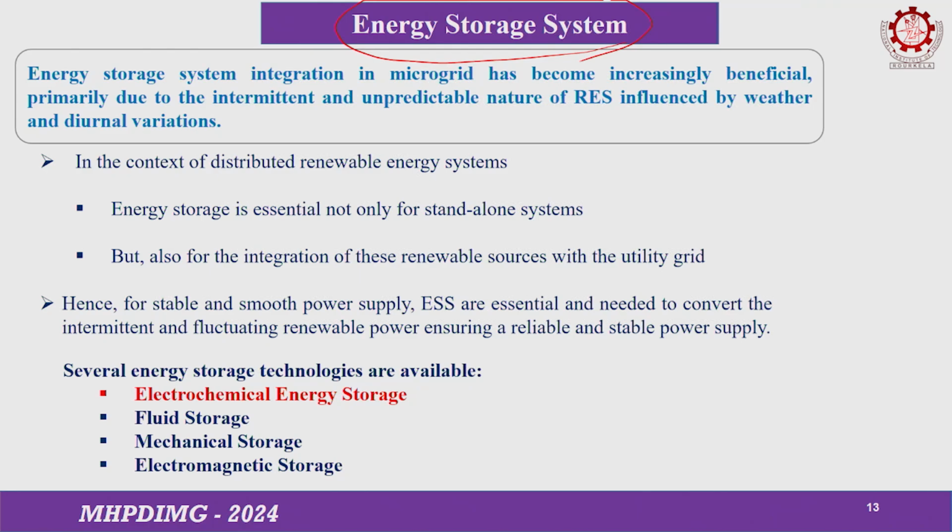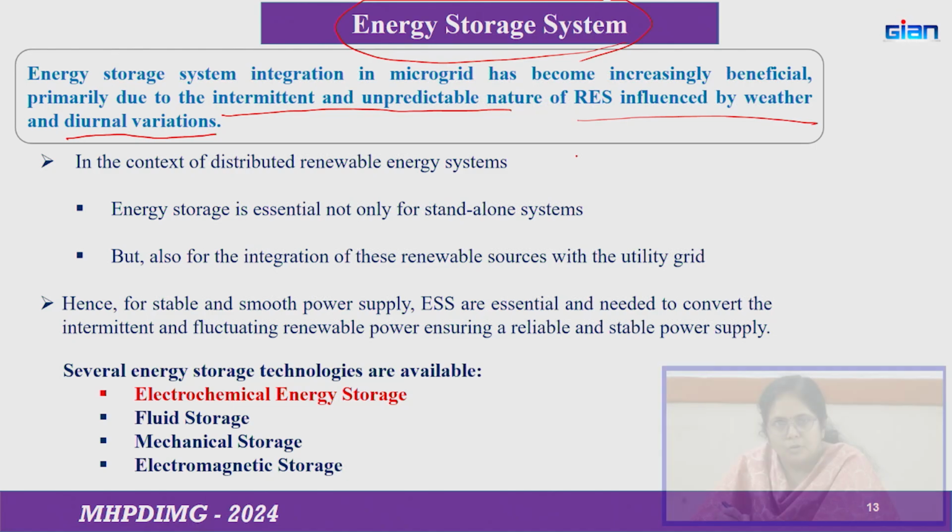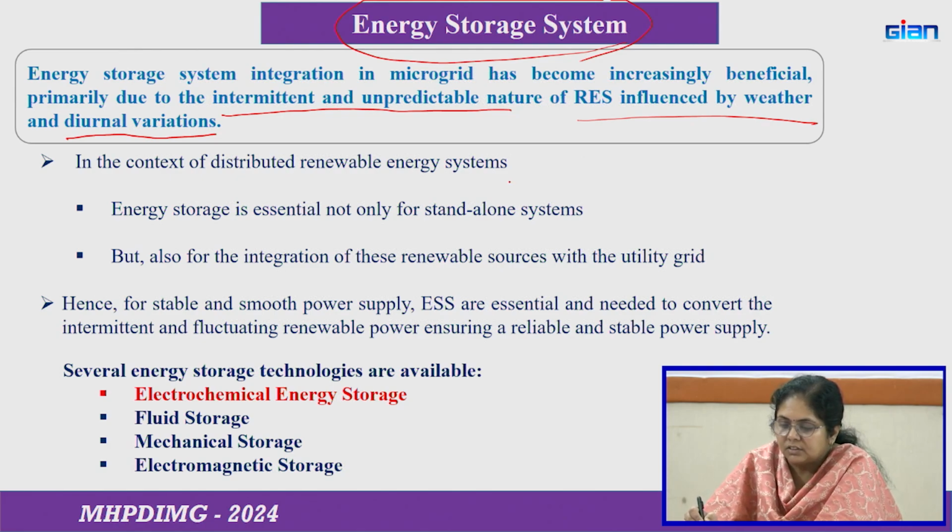As already mentioned, renewable energy sources are intermittent and unpredictable in nature. Why are they unpredictable and intermittent? Because they are influenced by weather, or in the case of PV, due to the diurnal variation. So, during night time, if there is no sun, you cannot shut down your power system or the whole system. You need something to supply the load. That is why we need a storage.